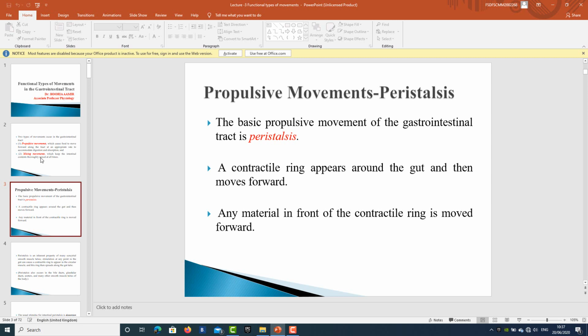Now let's talk about them in detail. The propulsive movements are broadly given the term peristalsis. The basic propulsive movement of the gastrointestinal tract is peristalsis. What happens is that a contractile ring appears around the gut and then it moves forward. Any material in front of this contractile ring is automatically moved forward. So this is the way by which the propulsive movement, or peristalsis, takes place.